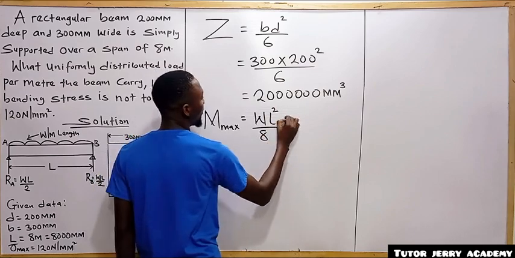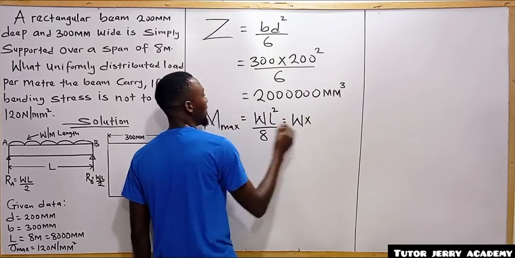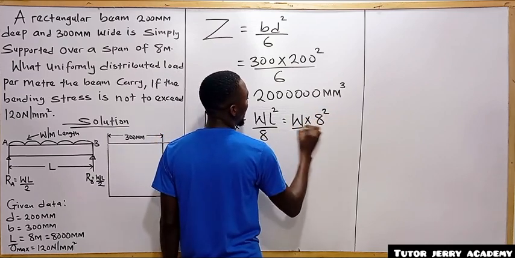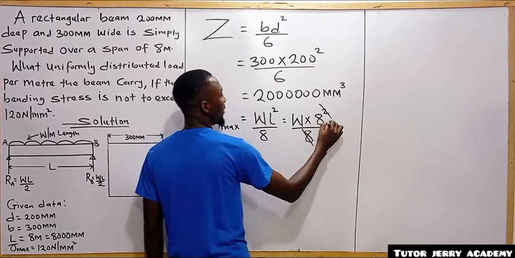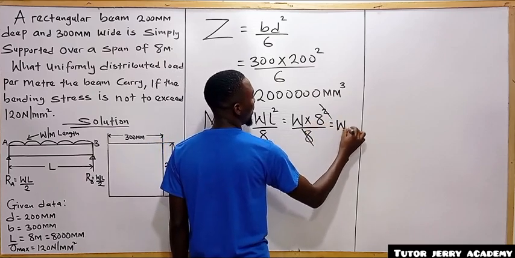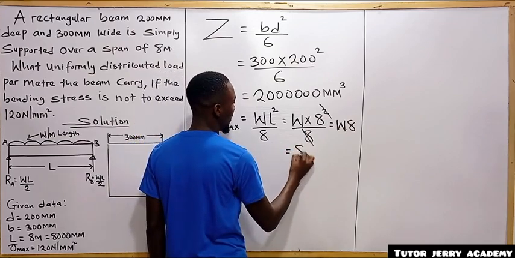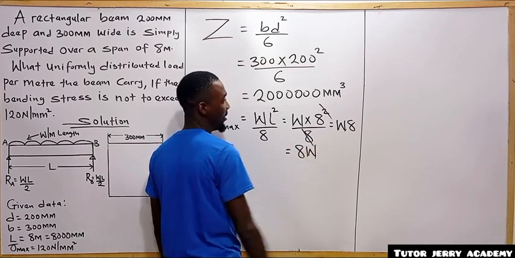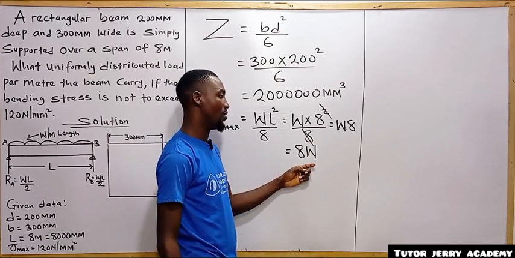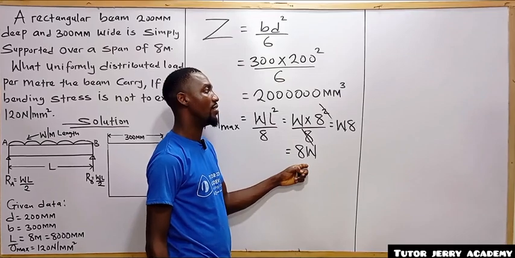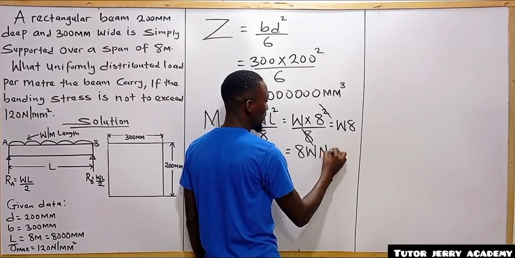So this will be equal to W multiplied by the length of the beam, 8, 8 square all over 8. So the 8 here will go with one of these 8s, then we'll be left with W times 8, which we can write as 8W. But what will be the unit? The unit is going to be Newton meter.